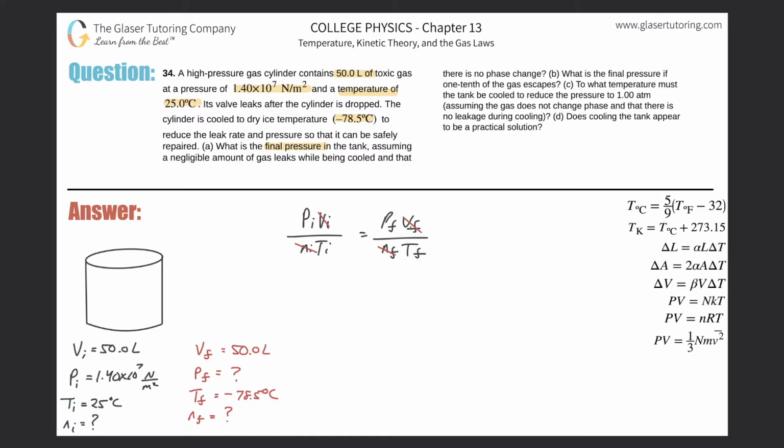So basically what I'm left with is that the initial pressure divided by the initial temperature will be equal to the final pressure divided by the final temperature. They're asking me for the final pressure, and therefore that's what I'm going to solve for. So just cross multiply the Tf over. We get the initial pressure multiplied by the final temperature, divided by the initial temperature.